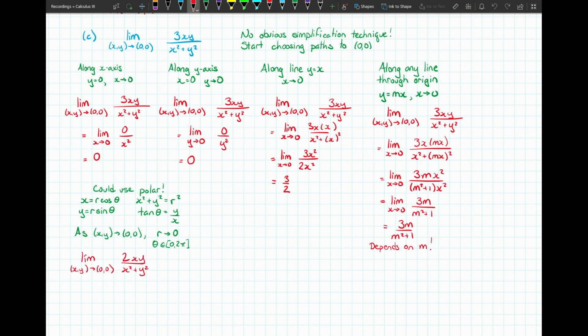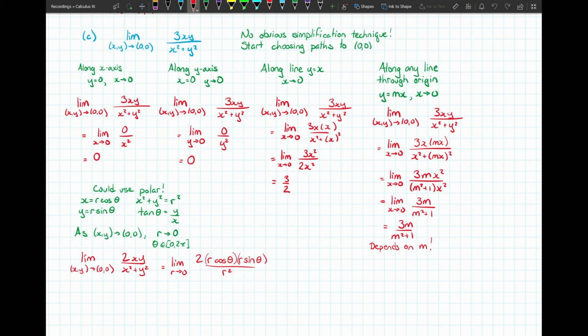Using some of those little substitutions, we'll take our original limit and we'll replace x with r cosine theta and y with r sine theta. And in the denominator, we can see that we have x squared plus y squared, which just becomes r squared. And now we don't really care what theta is.